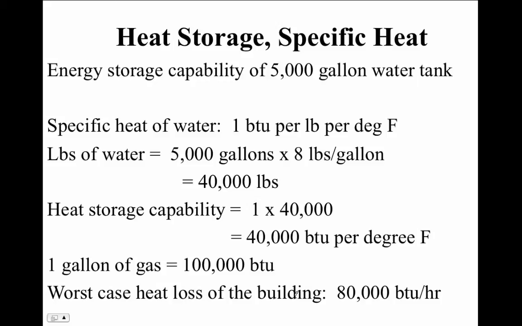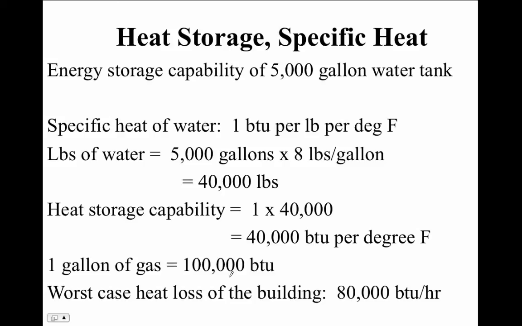So let's calculate, for each degree we change the temperature of that tank, how many BTUs we can store. We're back to this equation: the specific heat of water is 1 BTU per pound per degree Fahrenheit. We know how many gallons, so we have to figure out how many pounds. 5,000 gallons times 8 pounds per gallon is about 40,000 pounds of water. The heat storage capacity is 1 BTU per pound, so for every degree Fahrenheit that we change that water temperature, it's going to involve 40,000 BTUs. Again, a gallon of gas is about 100,000, so a 2.5 degree change in that water tank equals a gallon of gasoline.